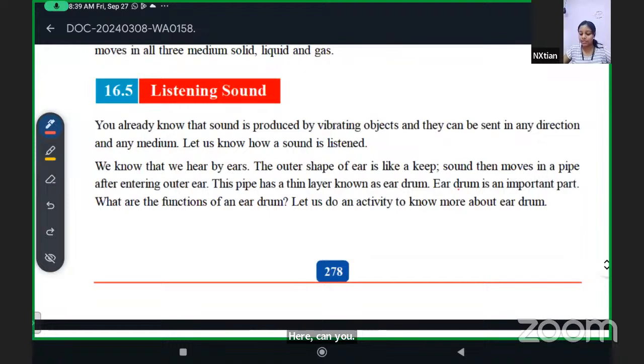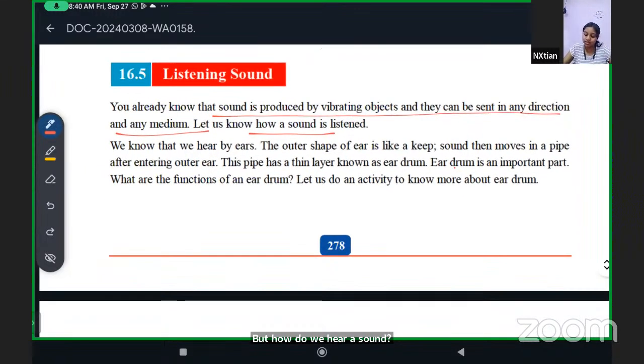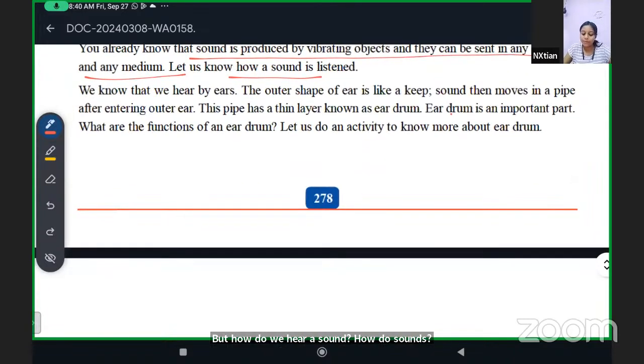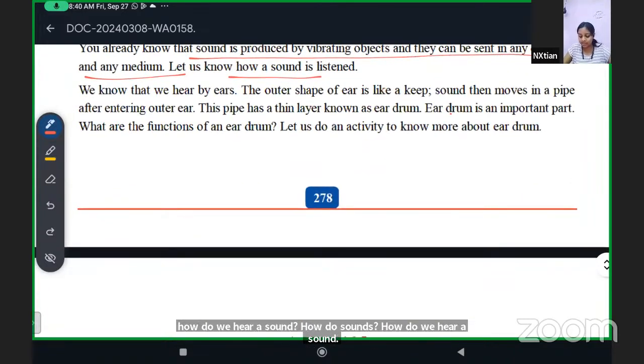We already know that sound is produced by a vibrating object and can be sent in any direction and any medium, meaning solid, liquid, or gas. But how do we hear a sound? We know that we hear by our ears.